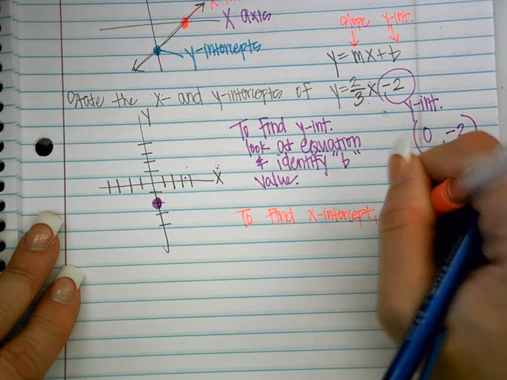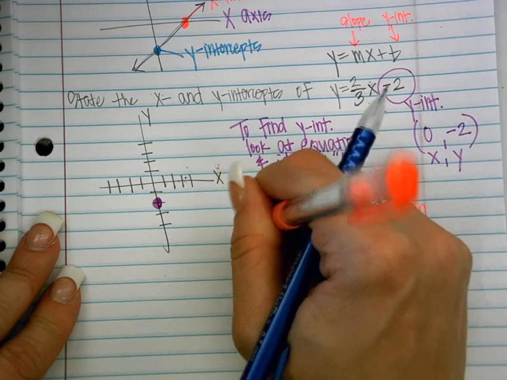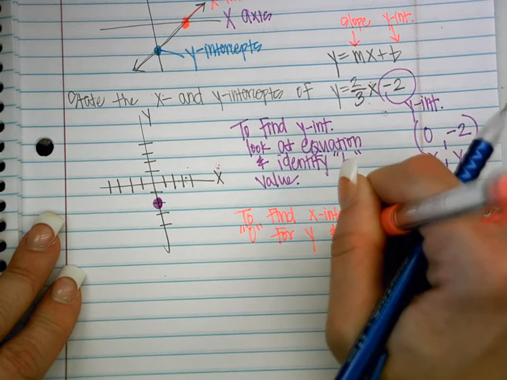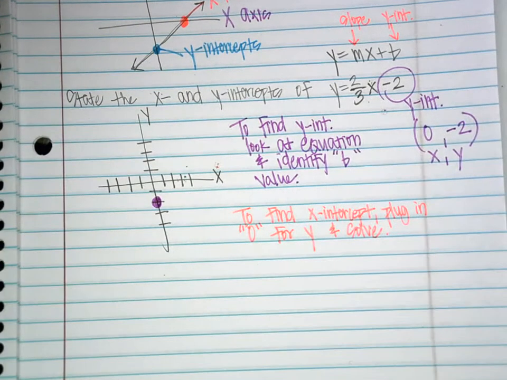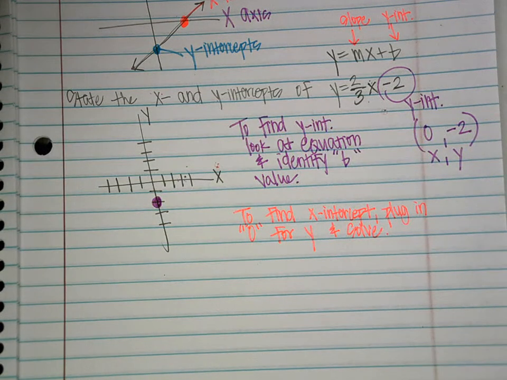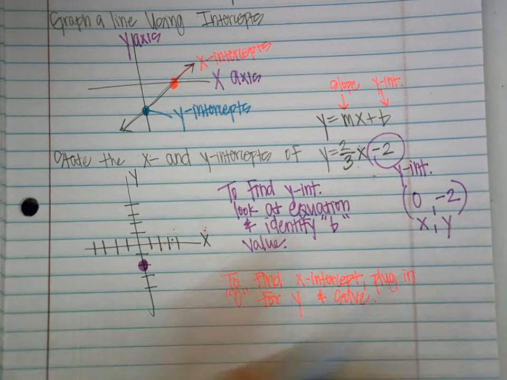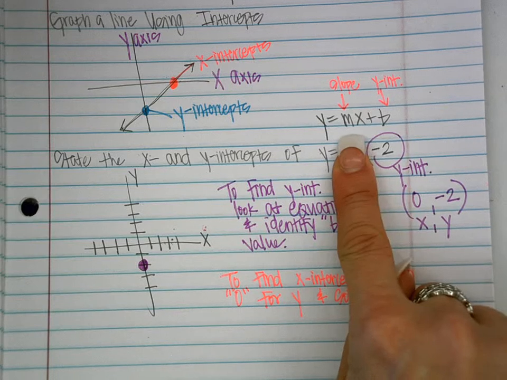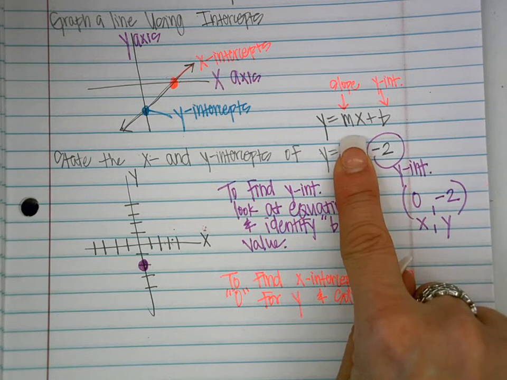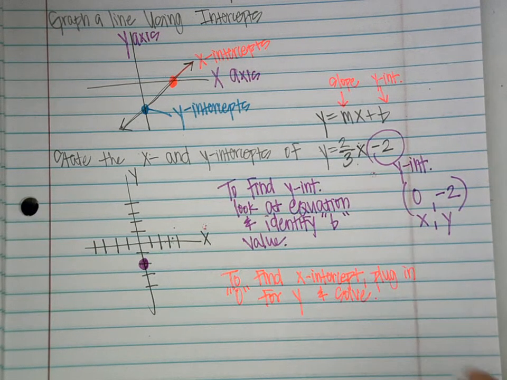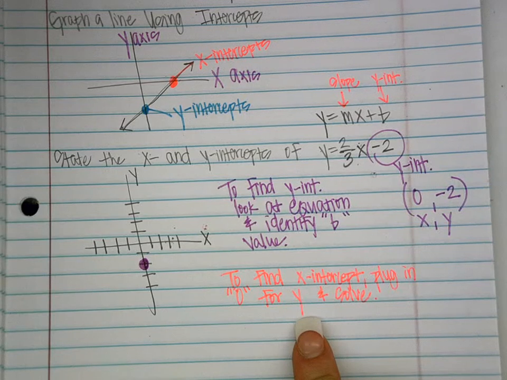To find the x-intercept, plug in 0 for y and solve. So to find the x-intercept, you plug in 0 for y. To find the y-intercept, we technically plug in 0 for x. But if it's written like this and you plug in 0 for x, isn't it basically just doing that? y is -2, right? So it's easier. We don't really have to plug anything in. It's easier to just look at it once it's in y equals mx plus b form. To find the x-intercept is a little bit more difficult.